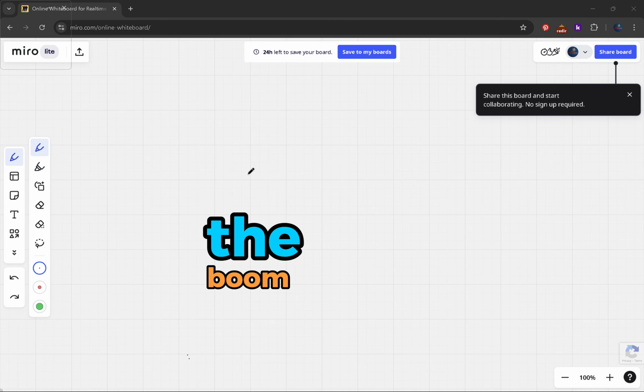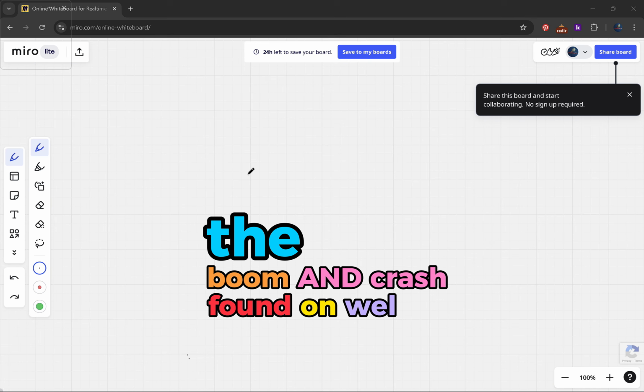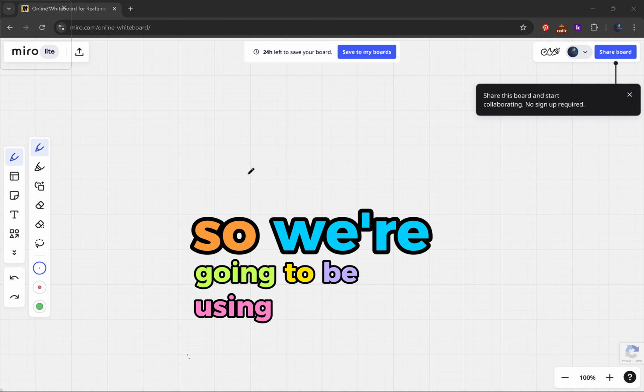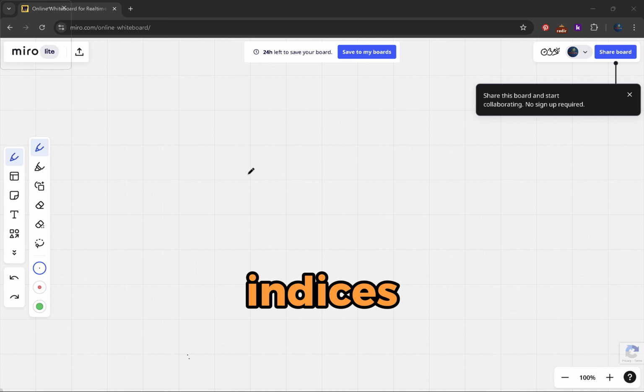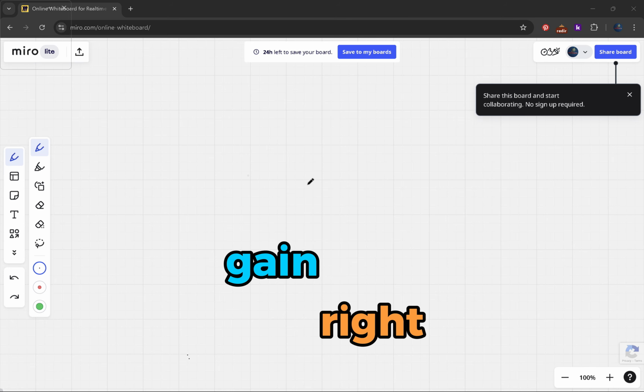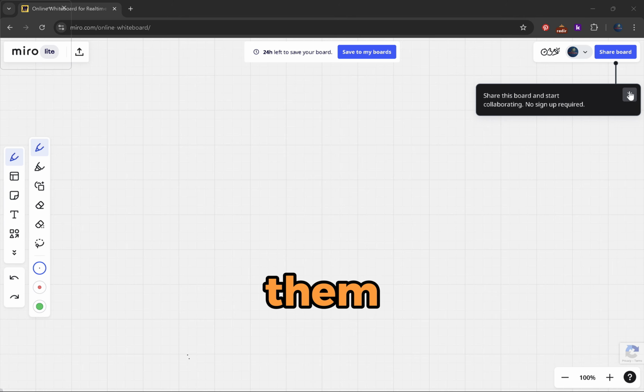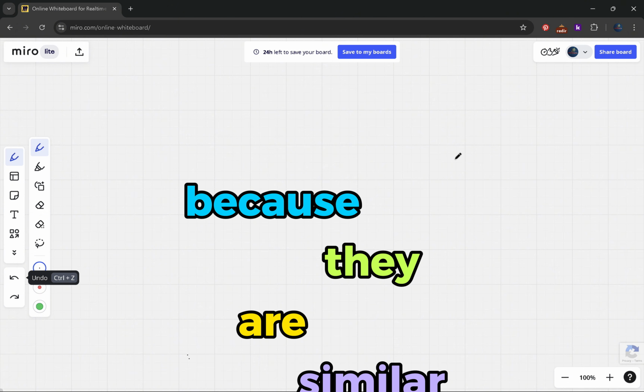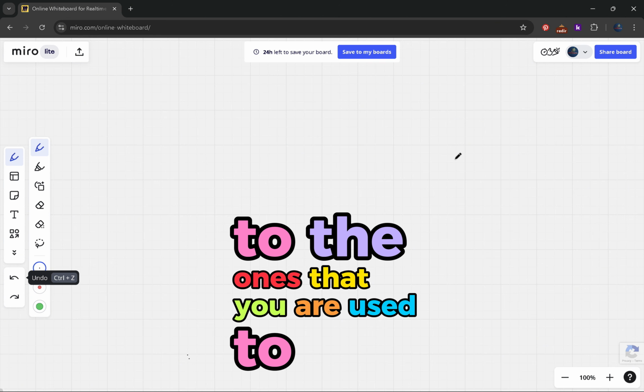This is Shocks, and today I want to show you a strategy that you can use to trade the boom and crash found on Weltrade. So we're going to be using the Weltrade indices, that those are Pain and Gain, right? So I'm going to show you how to trade them. I'm saying boom and crash because they are similar to the ones that you are used to on Deriv, right?